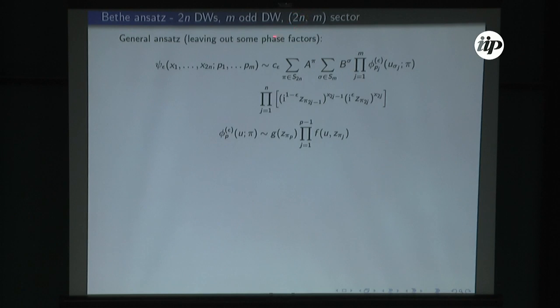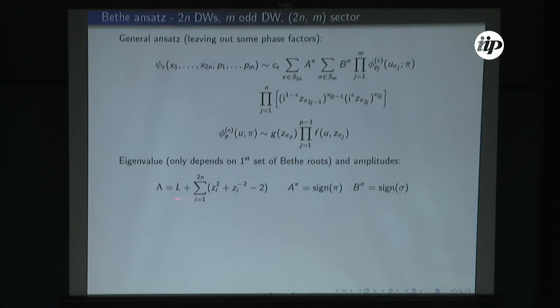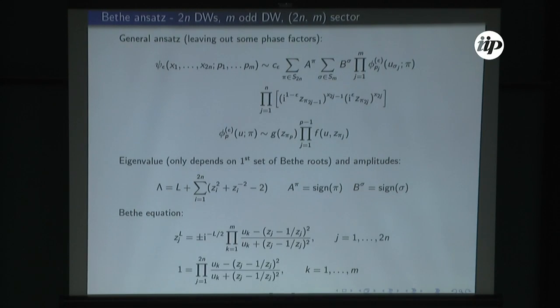Now I just shortly go to the general ansatz when there are n domain walls and m odd domain walls. So the general nested ansatz looks like such. Yes, and you get these conditions. So you get the same expression for the eigenvalue. The eigenvalue runs over all the z's, so only the first level Bethe roots, and the amplitudes are signs of the permutations. And this is the general form of the Bethe equations.